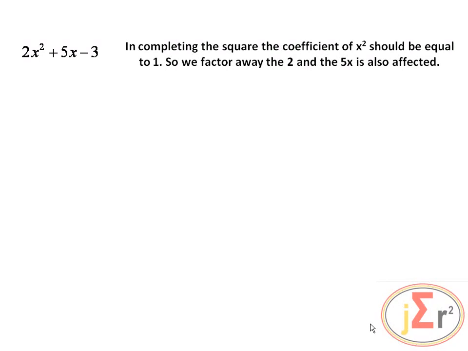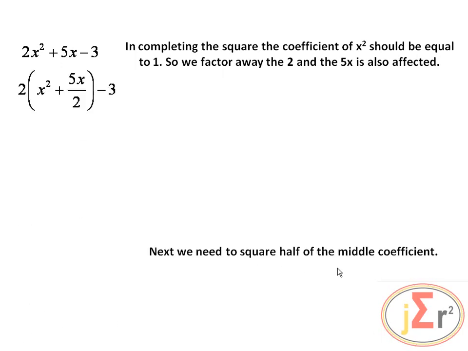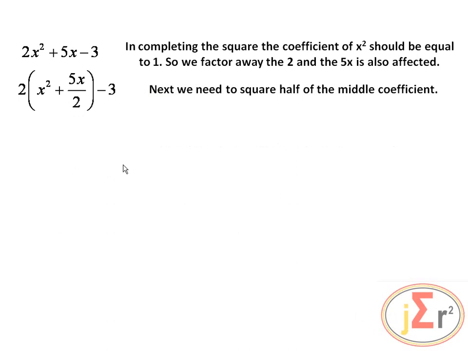In completing the square in this particular case, the coefficient of x squared should be equal to 1 also. So we factor away the 2, and the 5x is also affected. So 5 is not a multiple of 2, so we divide by 2. So we have 5 over 2 right there.